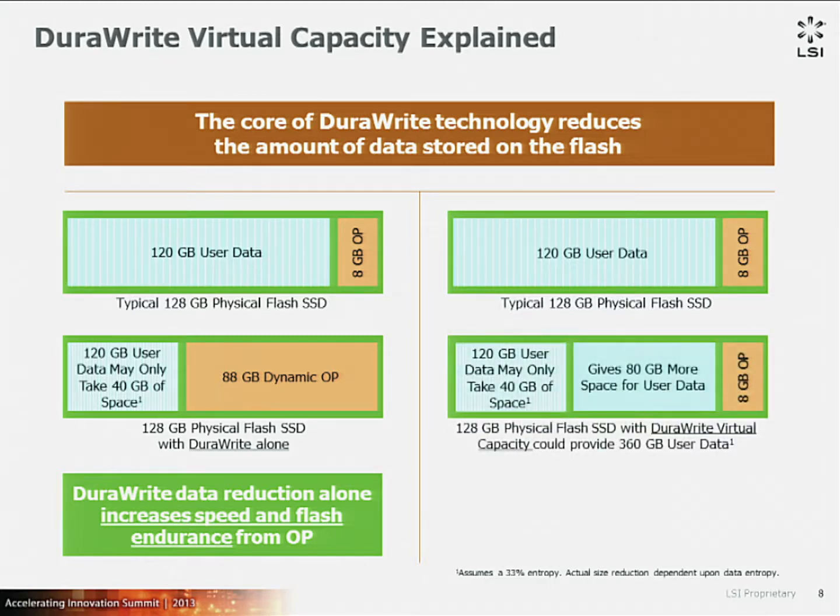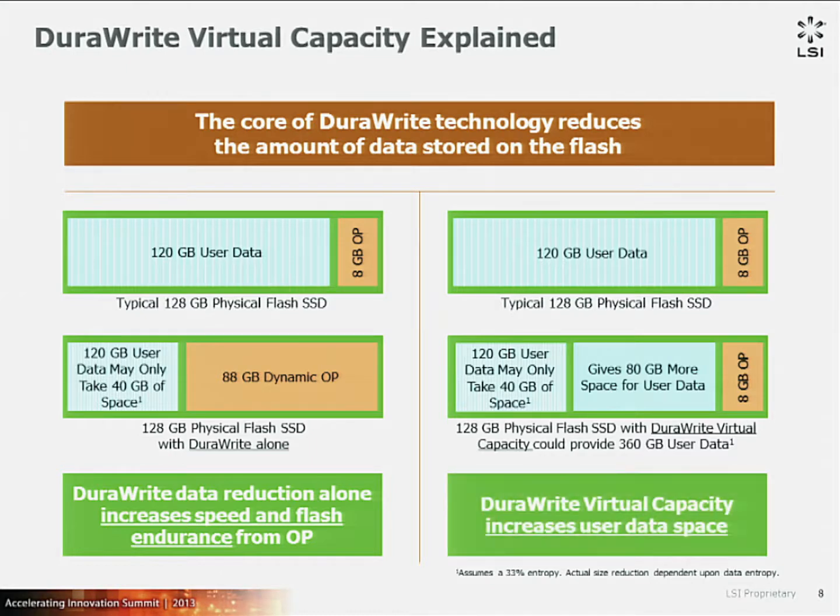Now in this case, because we're using Dura-Write virtual capacity, the original 120 gig looks just like it did in the other example, but the extra space is given back to the user, so even more data could be saved there. And in this case, if we're just talking about a 1/3 or 33% entropy, we're now up to 360 gig instead of 120 gigabytes. So in this case, Dura-Write Virtual Capacity increases the user data space and does not increase the over-provisioning.